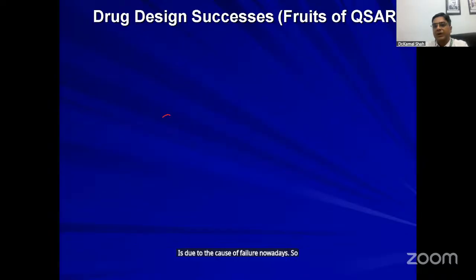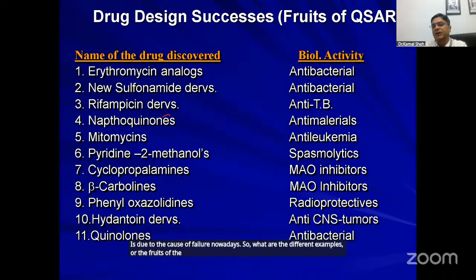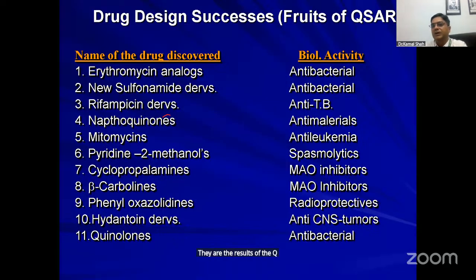So, what are the different examples or the fruits of the QSAR? You can see certain examples with us. They are the results of the QSAR. These are the certain drugs which were discovered by the way QSAR has come into existence.